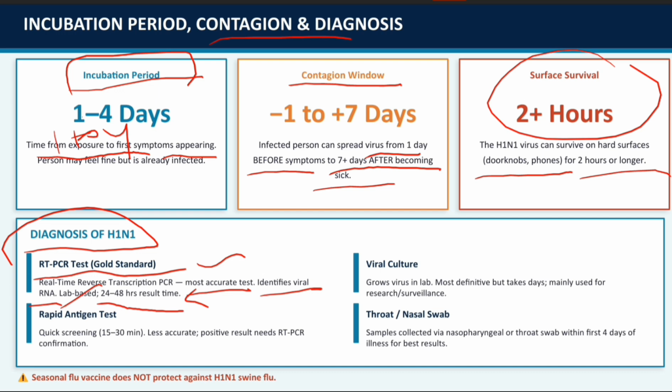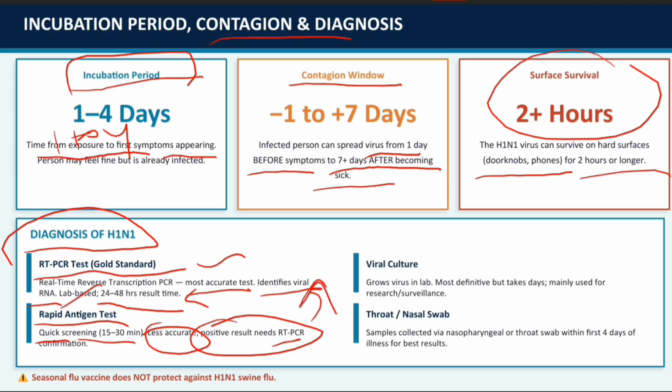And there is another test, the rapid antigen test. It is a quick screening test. It takes only 15 to 30 minutes, but it is less accurate. If the result is positive, they need to get the RT-PCR test for confirmation.